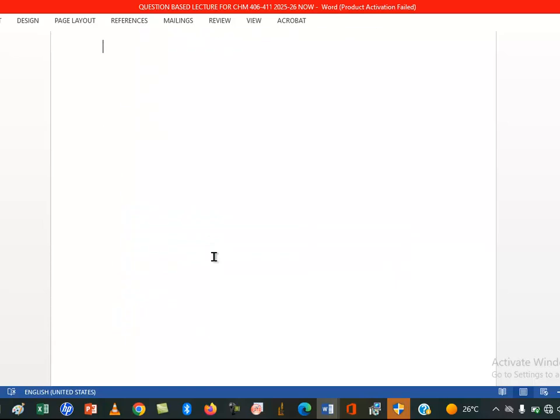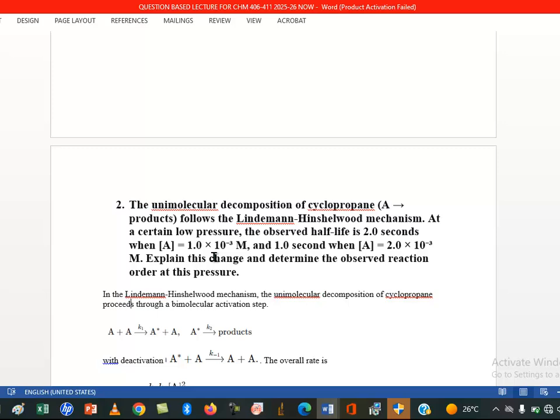Okay, now to our next question. The unimolecular decomposition of cyclopropane to give products follows the Lindemann-Hinshelwood mechanism. At a certain low pressure, the observed half-life is 2 seconds when the concentration of A is 1 times 10 raised to power minus 3 molar, and 1 second when the concentration of A is 2 times 10 raised to power minus 3 molar. Explain this change and determine the observed reaction order at this pressure.